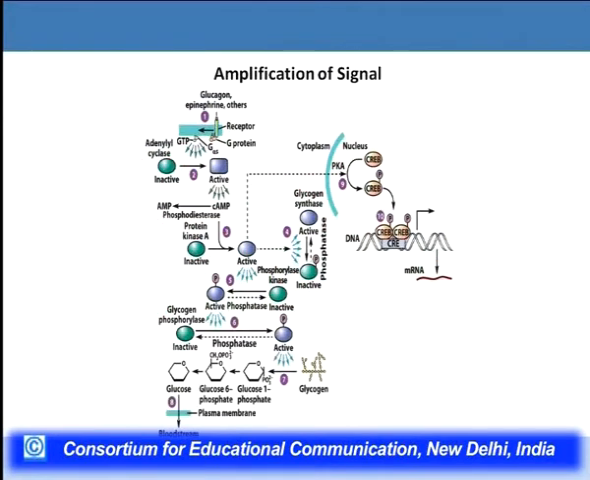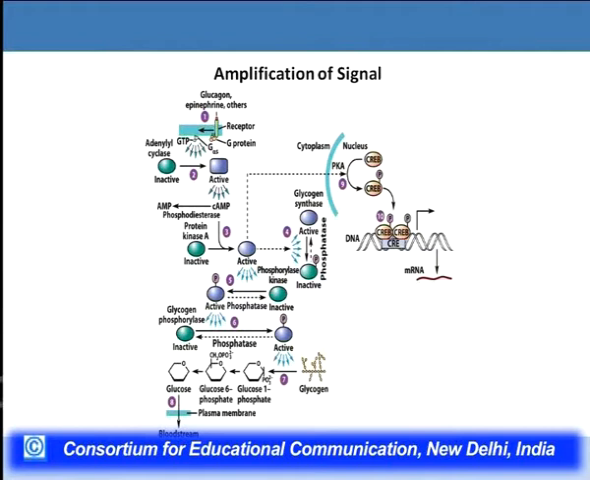What is happening can be summed up in this particular panel. Glucagon or epinephrine binds to the receptor, which activates G protein, as can be seen in the second part. Adenylyl cyclase, by the activity of G protein, gets activated. Once it is active, cAMP is formed, and this cAMP activates the inactive protein kinase A. This active protein kinase A then activates the phosphorylase kinase, which then activates glycogen phosphorylase by adding a phosphate group to this enzyme, and this glycogen phosphorylase then breaks glucose subunits from the glycogen.